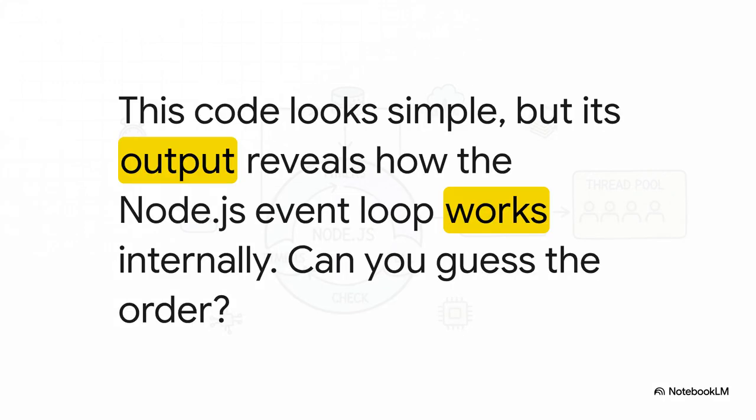Seems pretty simple, right? A few logs, a timeout set to 0, something called setImmediate, a next tick, and a promise. Now, you'd think it would just run straight from top to bottom, but the way Node actually runs this code reveals everything about its secret sauce.